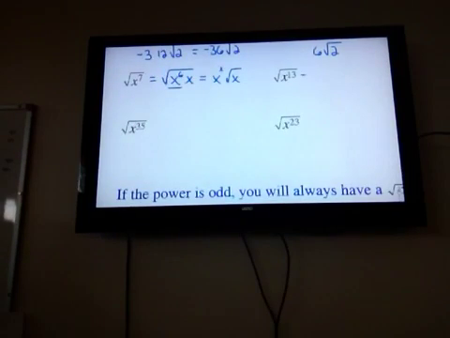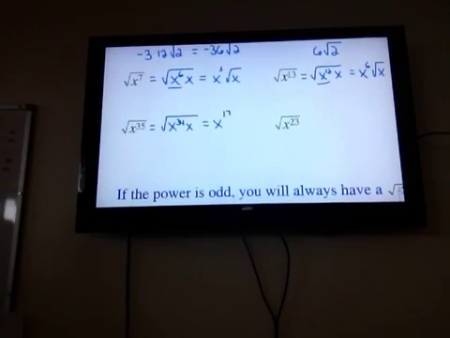So x to the 13th, I'm going to make x to the 12th times x. Decrease the power by 1, and then the x next to it together makes my x to the 13th. And then 12 divided by 2 is 6, with 1 left over. X to the 35th is going to break to x to the 34th x. So 34 divided by 2 is 17, and then my x left over.